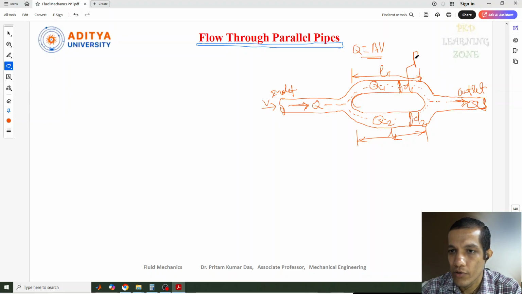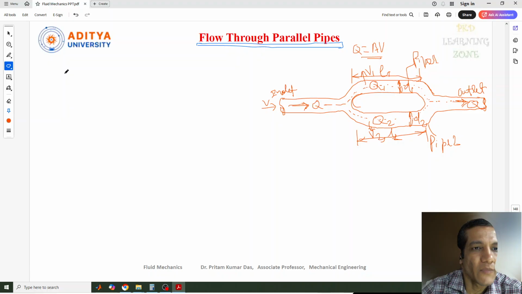This is branch pipe 1 and this is branch pipe 2. Here the velocity can be considered V1, and for this one V2. Q2 I have already mentioned here. Now what we need to consider is that the discharge through the main pipe is increased by connecting the pipes in parallel.